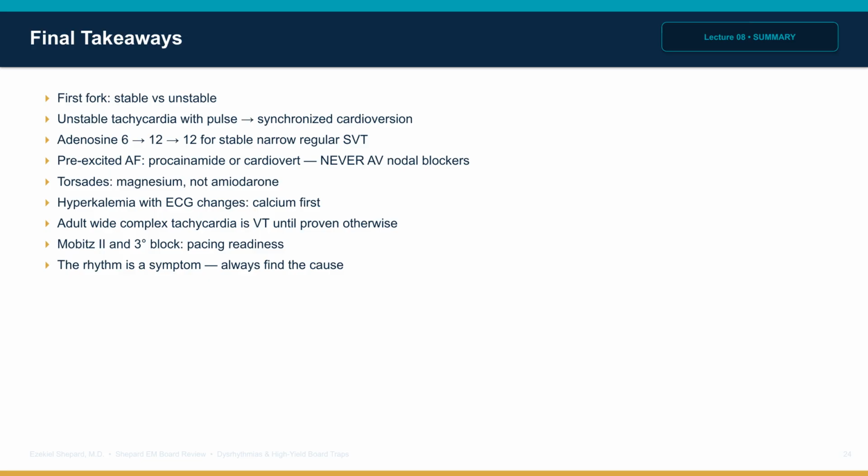Hyperkalemia with ECG changes gets calcium first. Wide complex tachycardia in adults is VT until proven otherwise. AV blocks, Mobitz 2 and complete heart block, need pacing readiness, and the rhythm is a symptom. Always look for the cause.